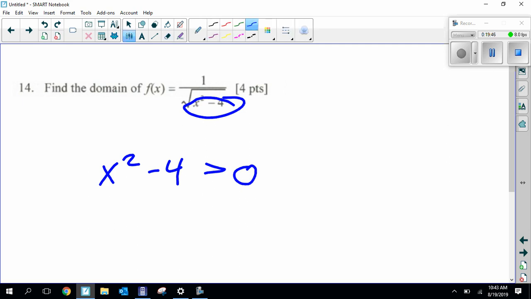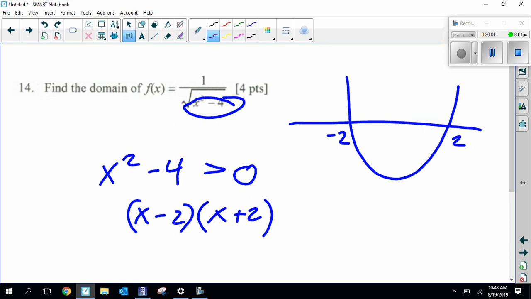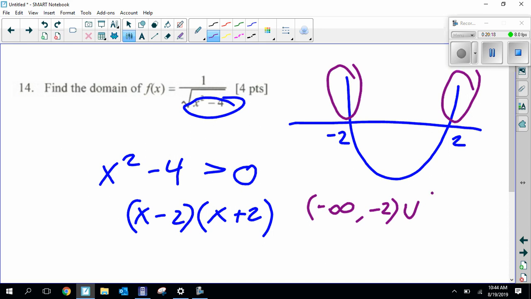Solve this out. Again, this is a parabola that opens up. It's going to pass through the x-axis at -2 and +2 because that's how it factors. We're looking for greater than, which is again above the x-axis. So that's everything left of -2, right of +2, this time without the brackets. So it's negative infinity to -2 in parentheses, 2 to infinity, also in parentheses.